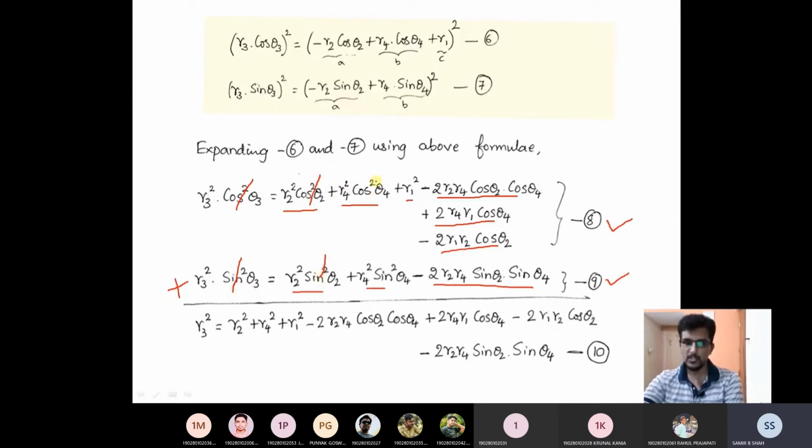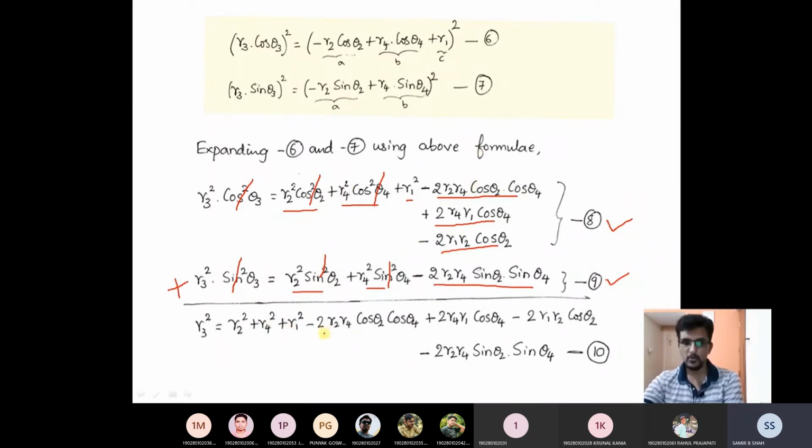So for R4, you have cos square theta 4 plus sin square theta 4, so that also gets eliminated. Simplify all other terms. So this is what I have, R2 square plus R4 square, plus R1 square. All the remaining terms, just rewrite them as they are.